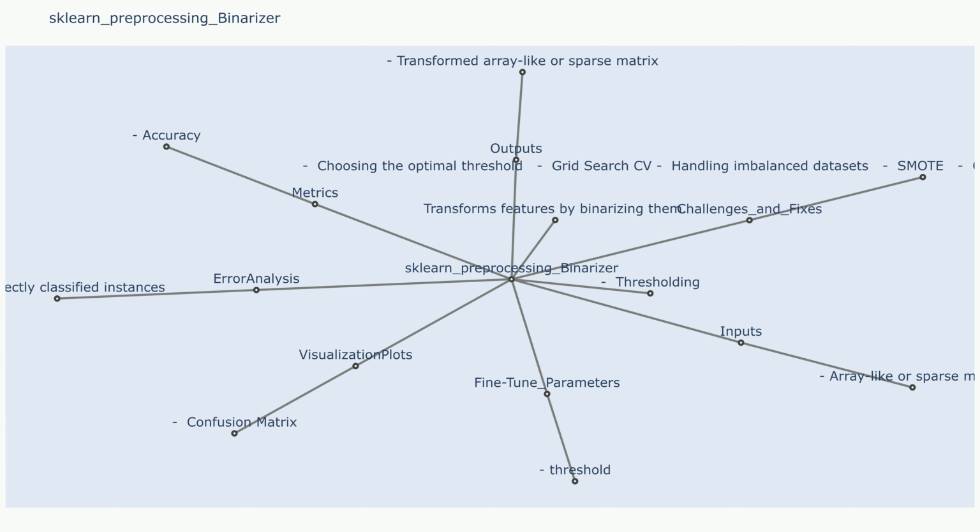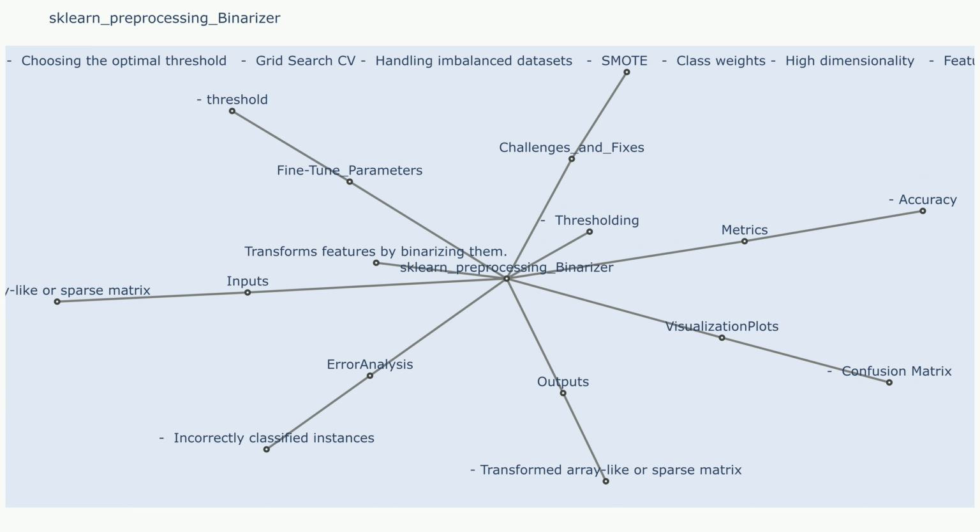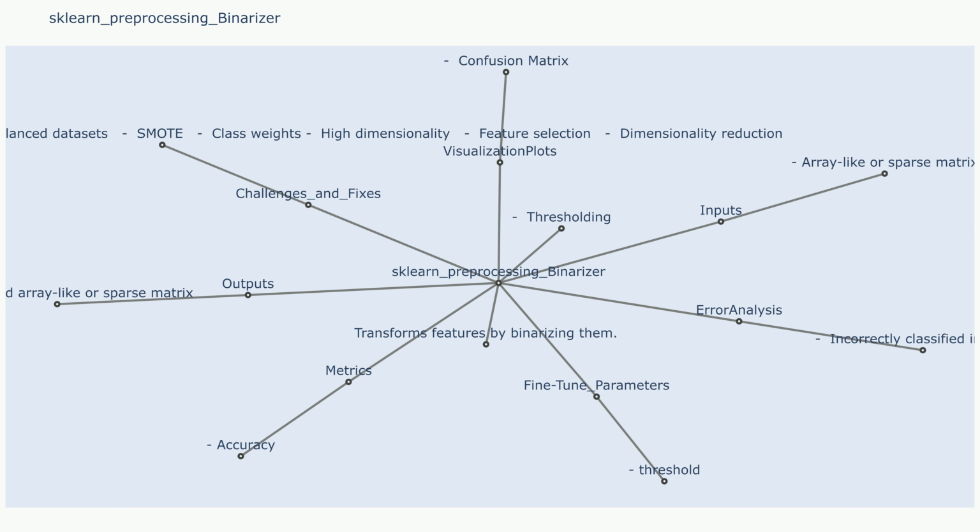Challenges and fixes. Challenge 1, choosing an appropriate threshold. Sample use case that resulted in challenge 1: a dataset with a highly skewed distribution of values might require careful selection of the threshold to avoid binarizing most values to either 0 or 1.